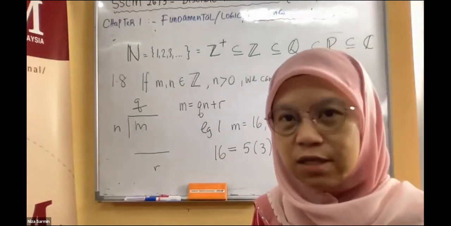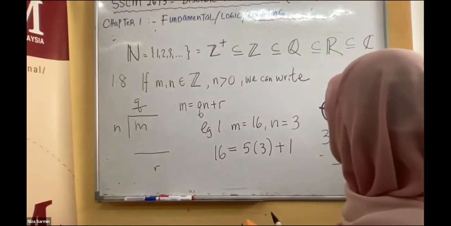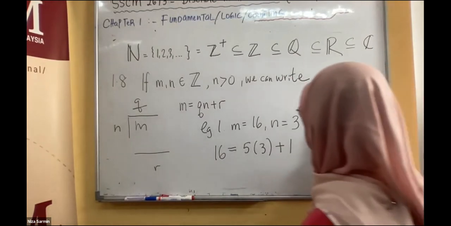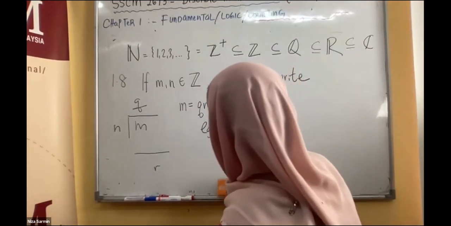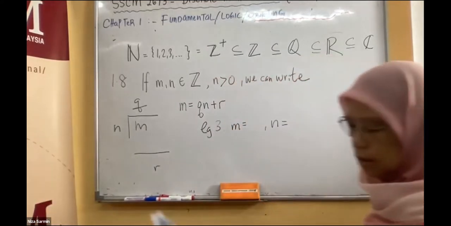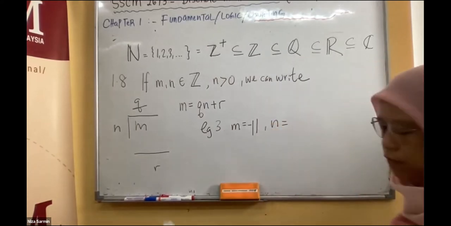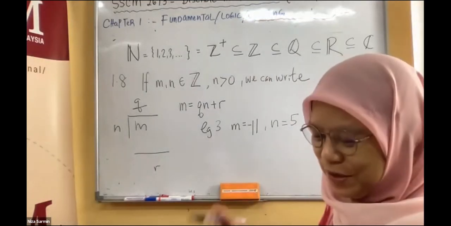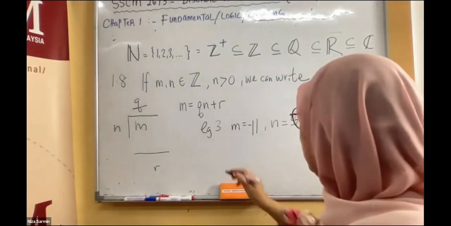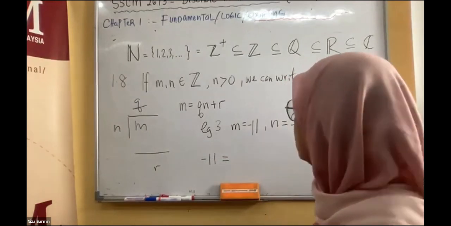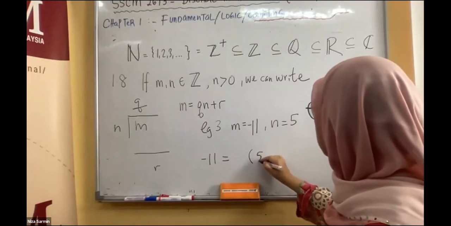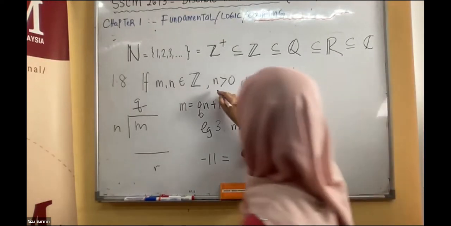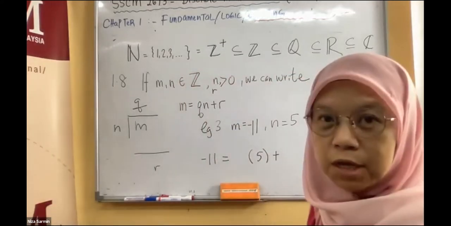Okay, what if we have negative? Example 3: M is negative 11, N is 5. How do you do this when you want to divide? You don't do the division like this, but you want to write negative 11 equals what you multiply by 5, plus the remainder. And the remainder is always positive.